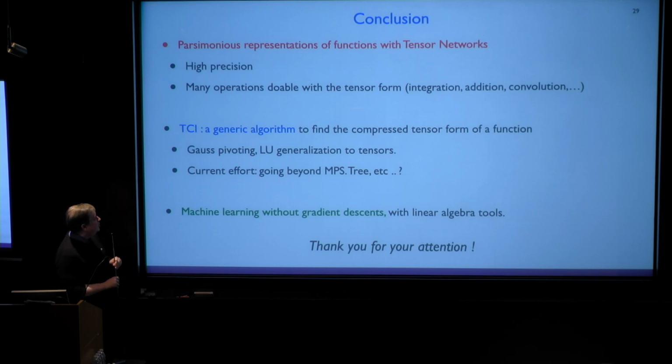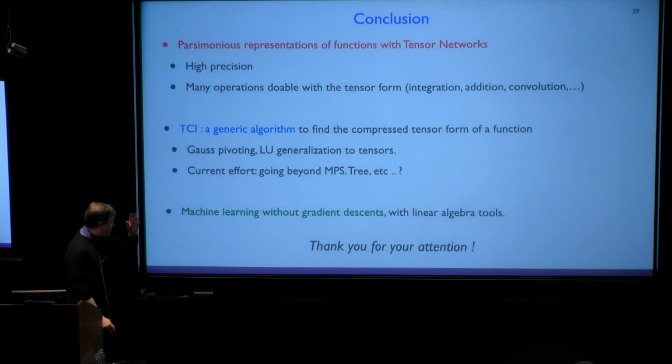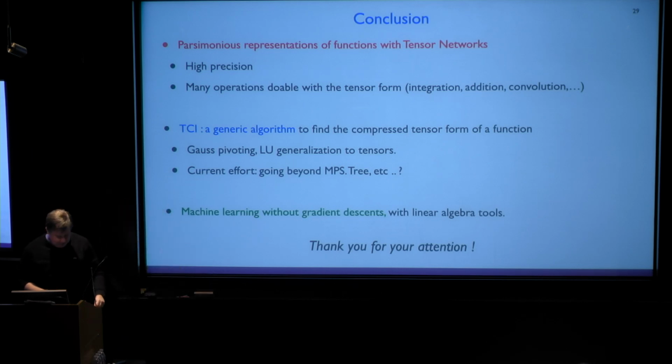And TCI is a generic algorithm. It's just ghost pivoting in higher dimension, nothing more, but that's it. That will find many of these compressed forms. There are many current efforts to go beyond MPS, to trees, in particular at CCQ. And this is just a form of machine learning without any gradient descent, just with linear algebra. And on this, I will thank you for your attention. I'm out of time.